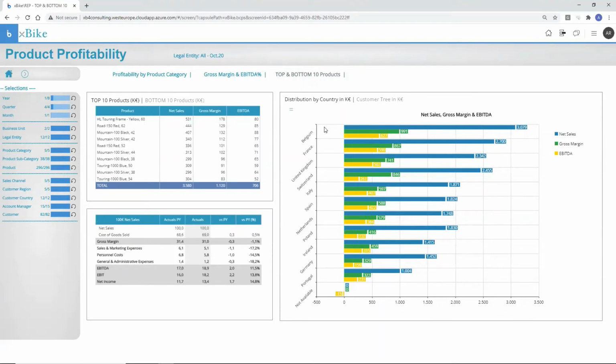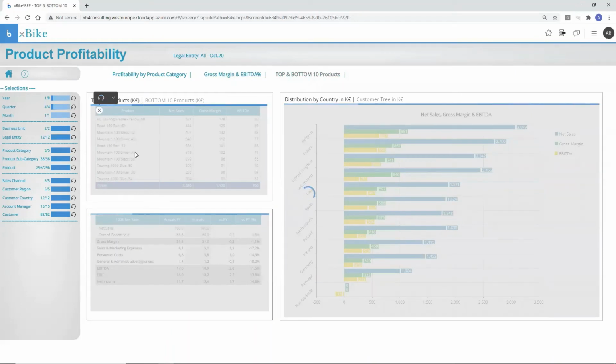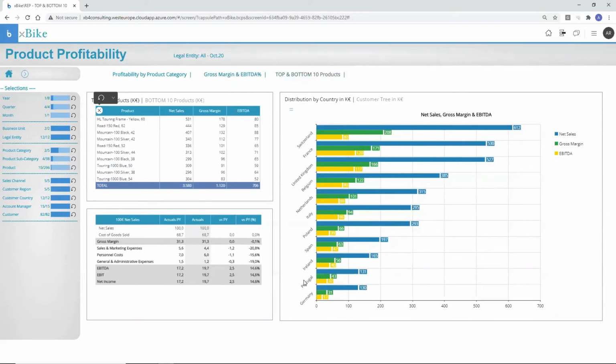I see also the distribution by country, which are the most profitable countries. So what I can do here in this report is, for instance, say, okay, the distribution by country looks like this. What if I focus my analysis on only these top 10 products? Then I see that the distribution by country is slightly changing. Belgium was first for all products. Now I see that the most profitable country is Switzerland.